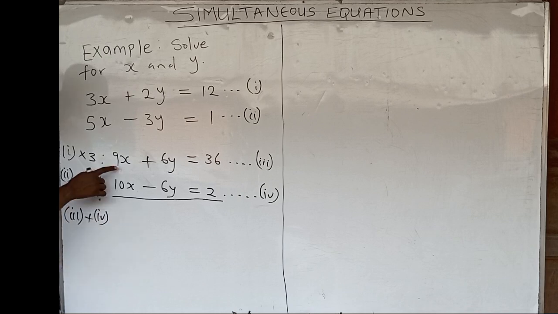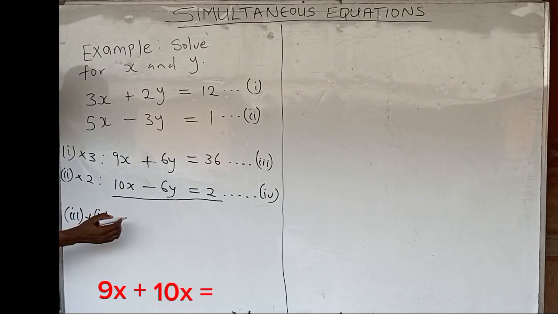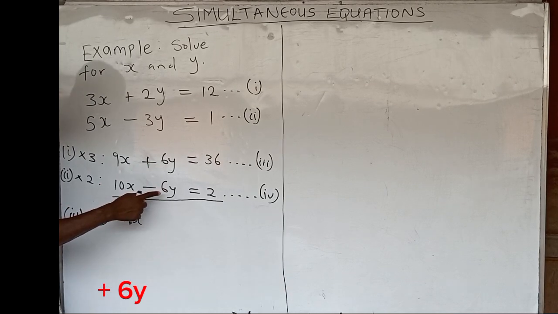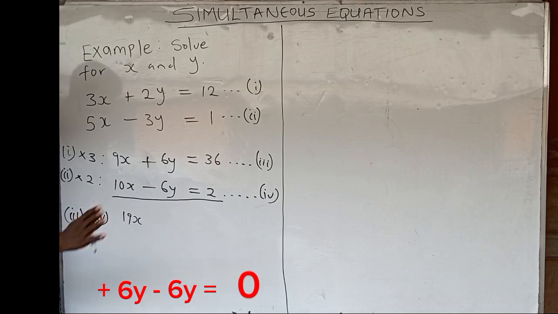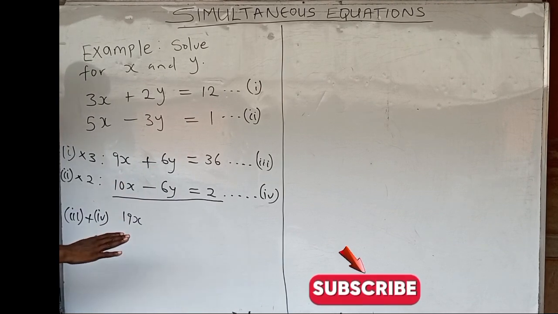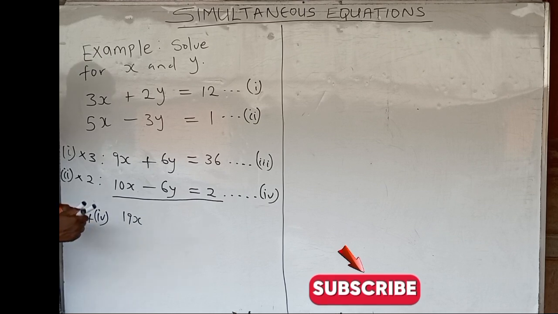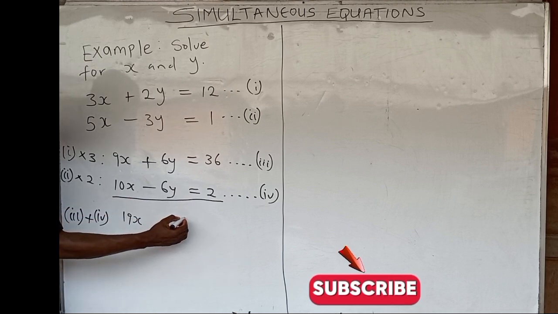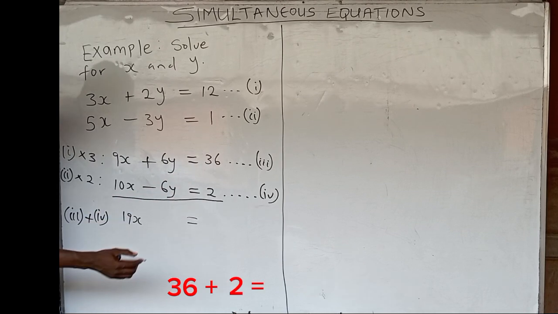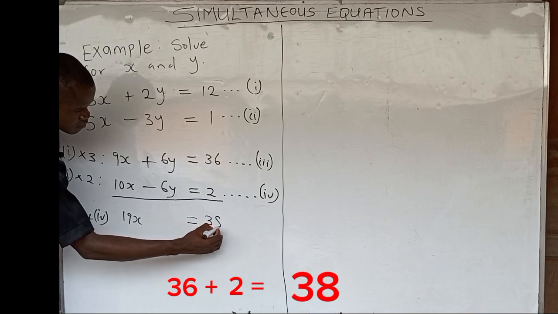So that will give us 9x plus 10x, which gives us 19x. Plus 6y minus 6y is 0. It is gone, so no need of writing it. This is just like somebody who has 6 and you're owing 6. Once you pay, nothing is left. So it is gone. What we have next is equal to 36 plus 2, which gives us 38.